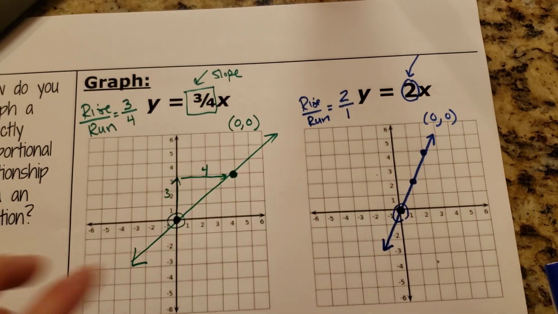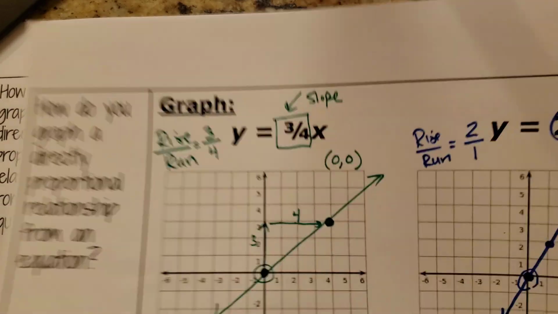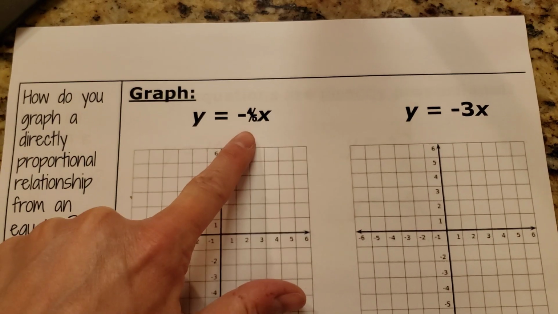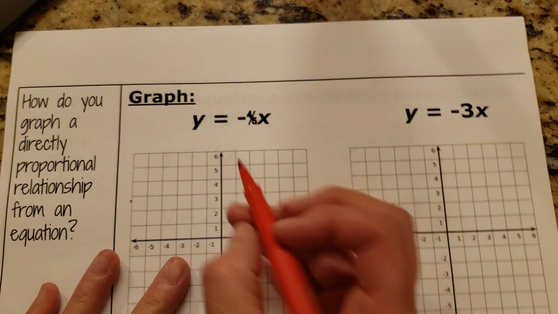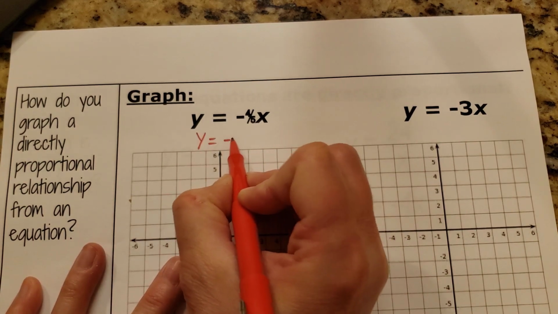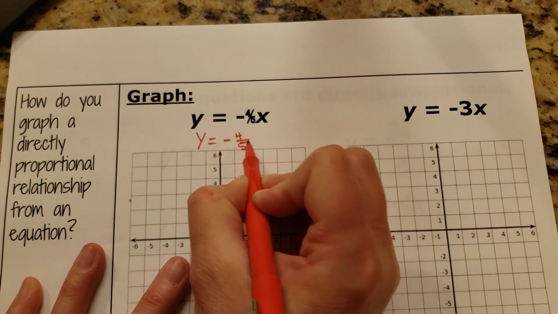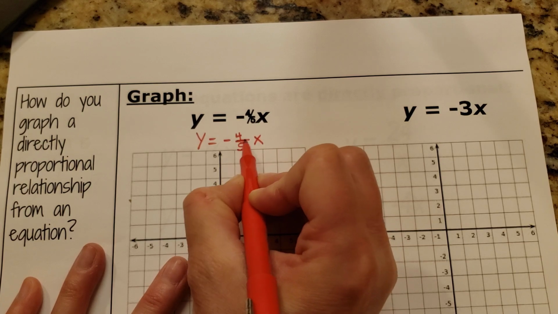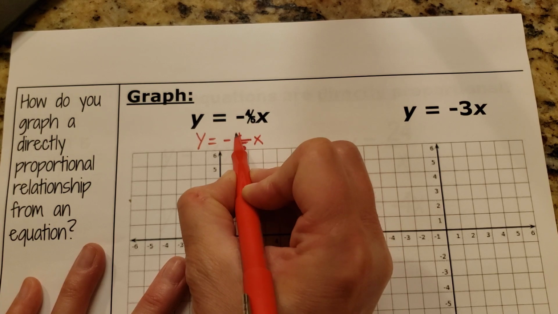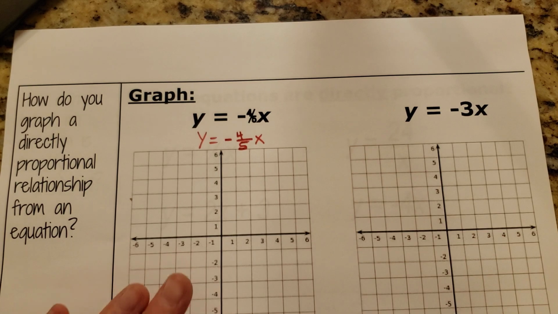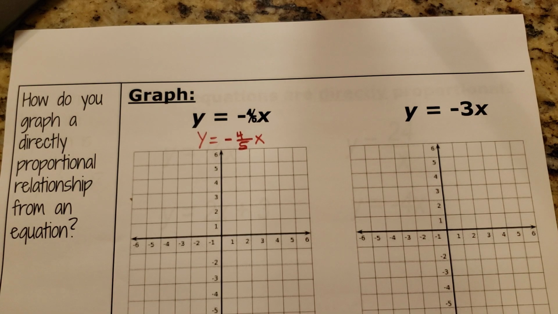Now both of these had positive slopes. What would happen now if we took a look at a negative slope? This might be kind of hard to see. It says y equals -4/5 x. So there you can see that just a little bit better. The font makes it kind of hard to see. So our slope is -4/5.